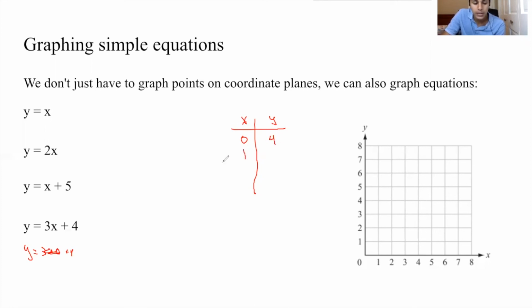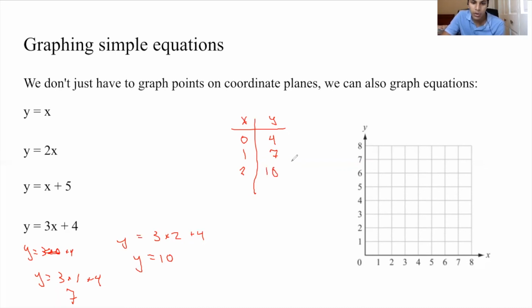When x is 1, y is going to be equal to 3 times x, which is 3 times 1 plus 4. So y equals 7, because 3 times 1 is 3, and plus 4 is 7. And one more point is when x is 2, y equals 3 times x, or 3 times 2, plus 4. So y is going to be equal to 6 plus 4, because 3 times 2 is 6, plus 4 is 10. So y is equal to 10.